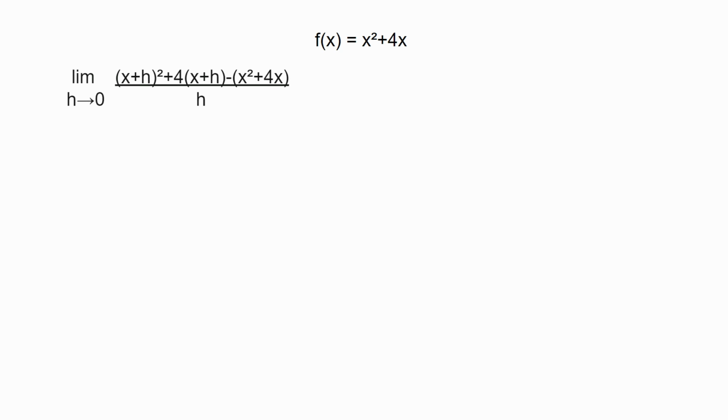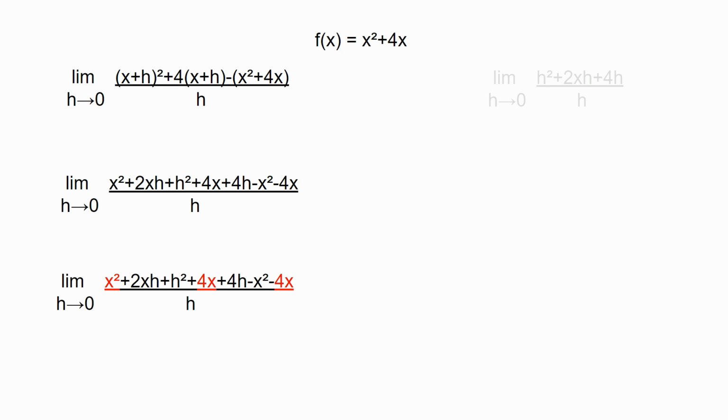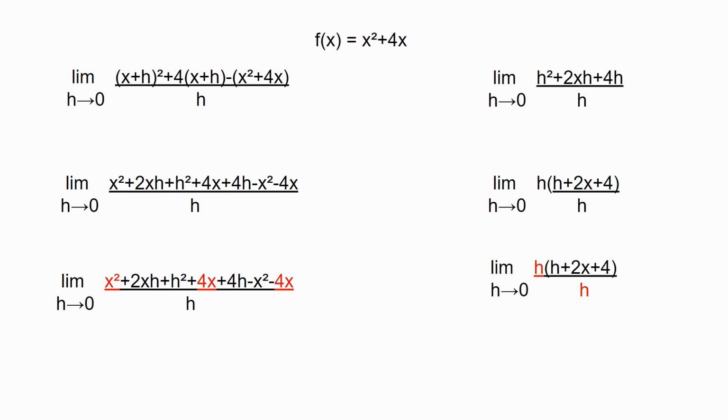The first thing you should do is plug it into the slope of the tangent line formula. After that, distribute all the numbers. When that's finished, reorganize it, taking out all the numbers that canceled each other out. When that's done, factor out the h on the numerator, and then cross out the h that you just factored out and the one on the denominator. When that's finished, plug in 0 for h, and then you should get your answer, which is f prime of x equals 2x plus 4.